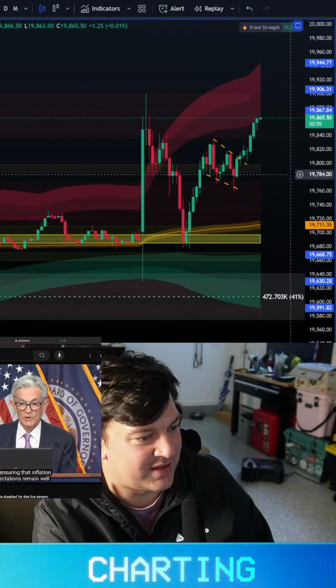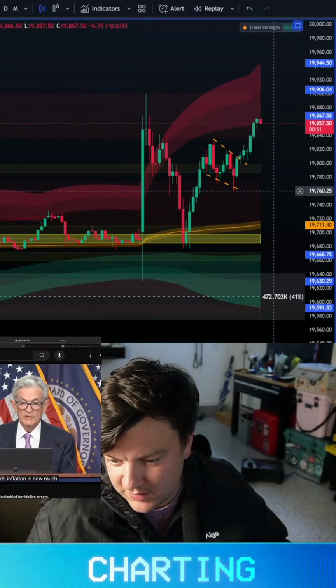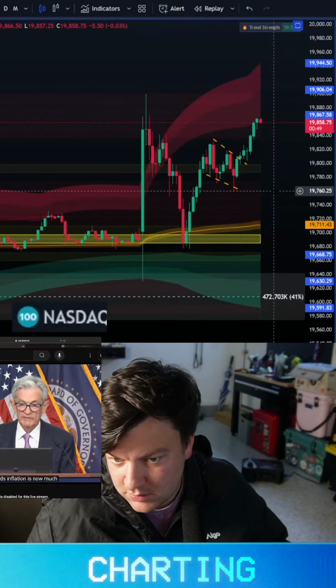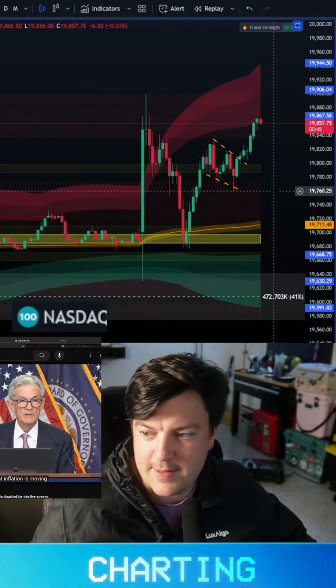Our patient approach over the past year has paid dividends. This is the NASDAQ. Inflation is now much closer to our objective, and we have gained greater confidence that inflation is moving sustainably toward 2%.